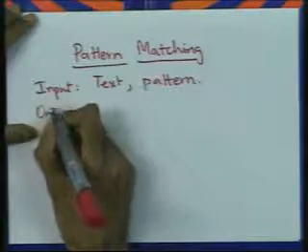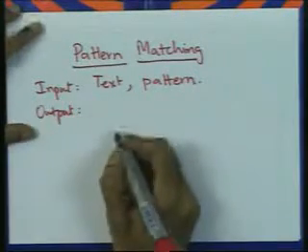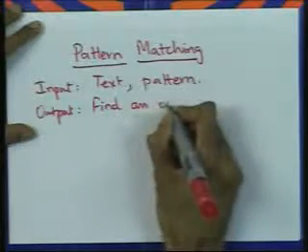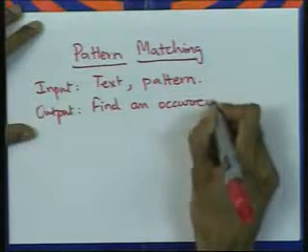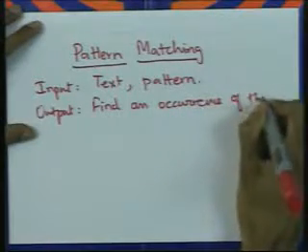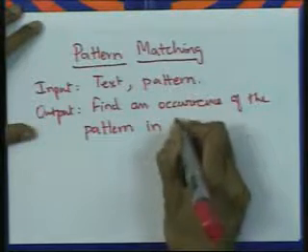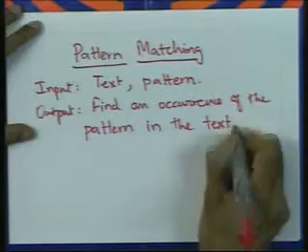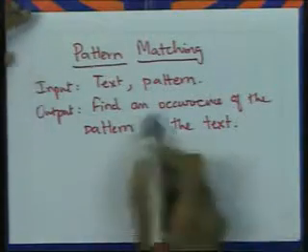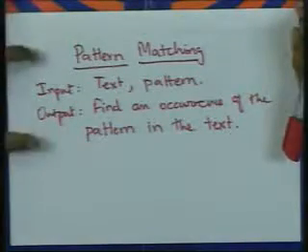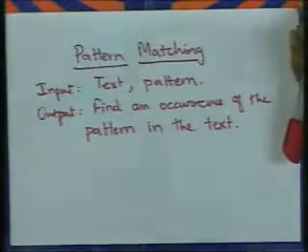The output is to find an occurrence of the pattern in the text. You could change this to say find all occurrences. It really doesn't matter. For the time being we concentrate on this. We want to find an occurrence of this pattern in the given text.